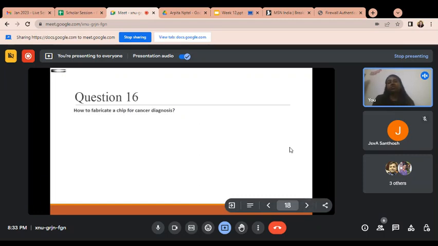Now the next question is how to fabricate a chip for cancer diagnosis. Previous question, ma'am. Answer, ma'am. The whole process is the answer for this, right? Yes. Okay, ma'am. Like how you will transfer the pattern, when pattern transferring this chromium gold. So you can discuss all the process.